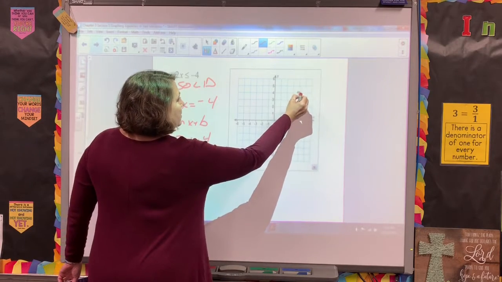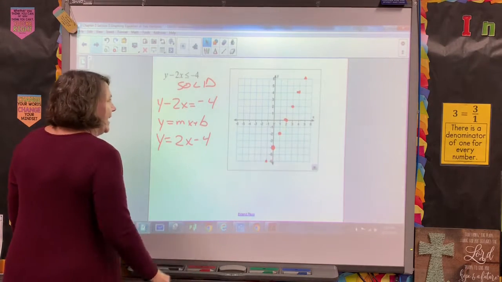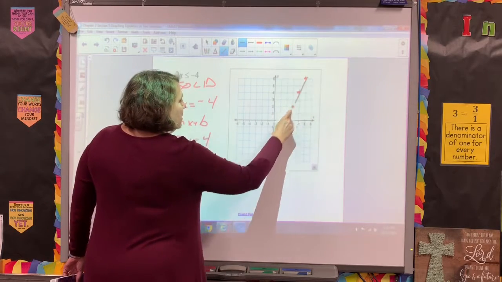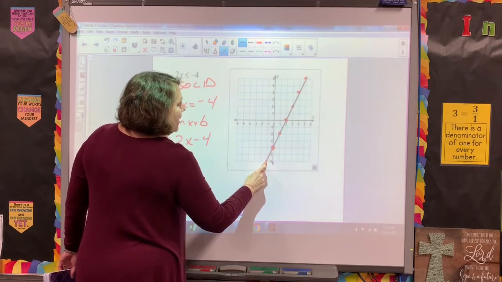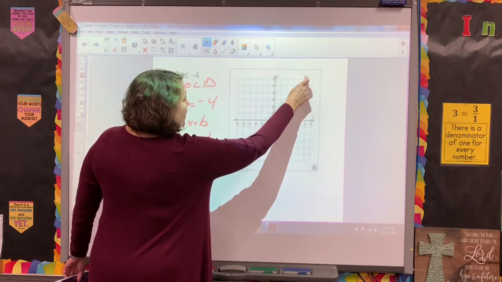1, 2. 1, 2. Okay, and before I make my line, I double check to make sure, did I say it was supposed to be solid or dashed? Solid. Okay, and you do your line. And if you can't remember how to do a line, you better figure it out quickly.